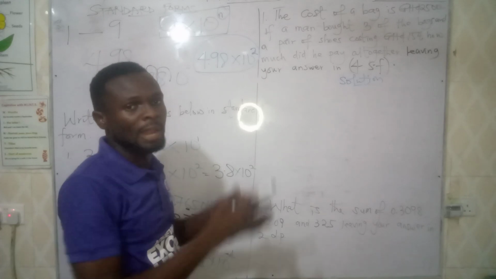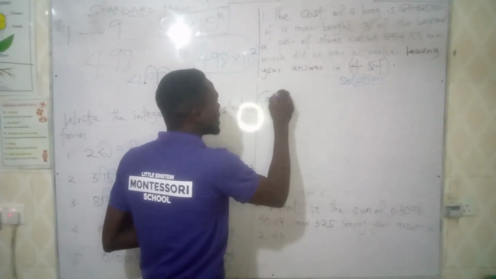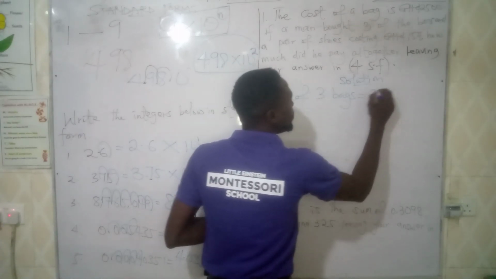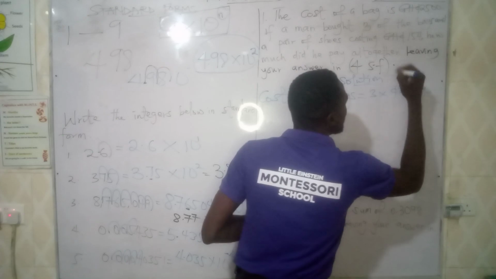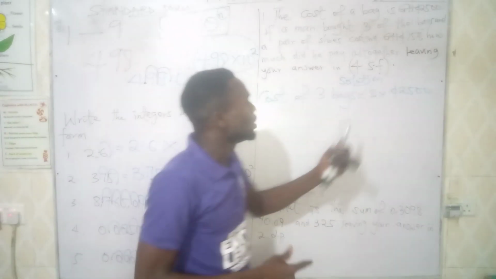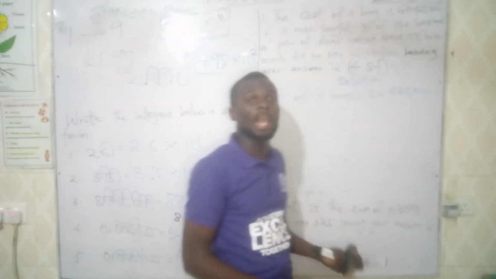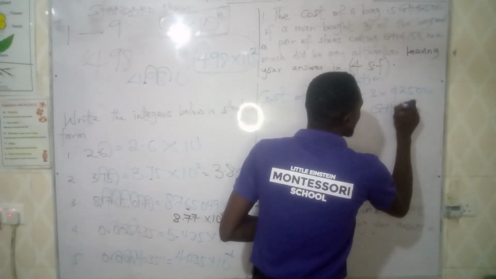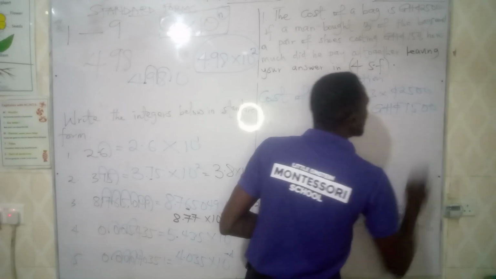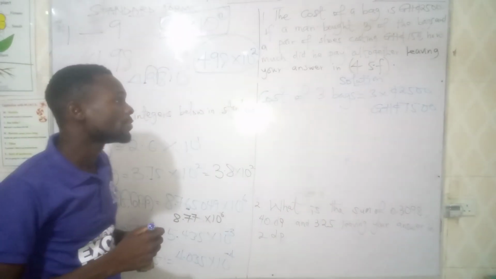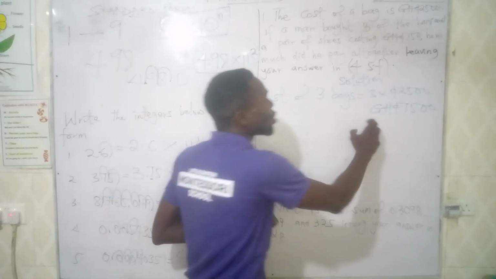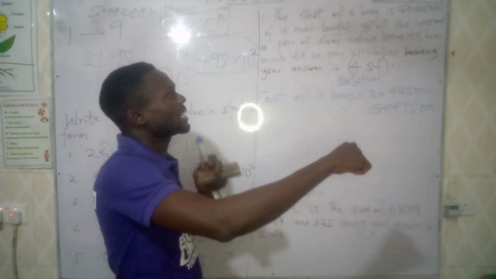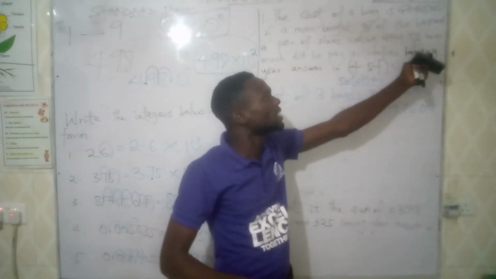So we are just going to multiply 25 times 3. Then that will give us the cost of 3 bags, which is 3 times 2,500. So if he bought 3, multiplying will give you that. And this is going to give you 7,500. So this is the cost of the 3 bags.